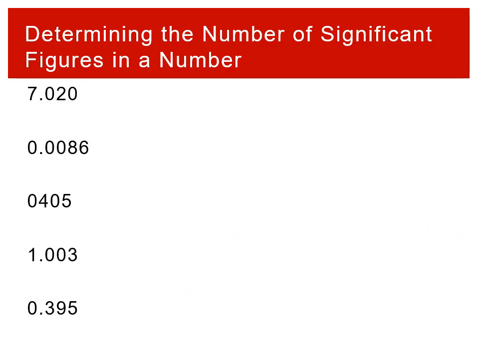So I want to look at some examples determining the number of significant figures in a number. 7.020. We can always start with our digits that are non-zero. Then we can see that I have a 0 in the middle. That's always going to be significant. So then the only question becomes this 0 at the end. When I see a decimal point, 0 at the end is significant. There are 4 sig figs in this value.